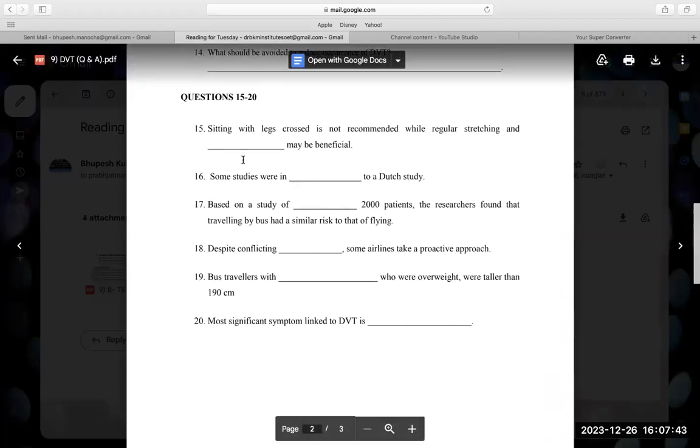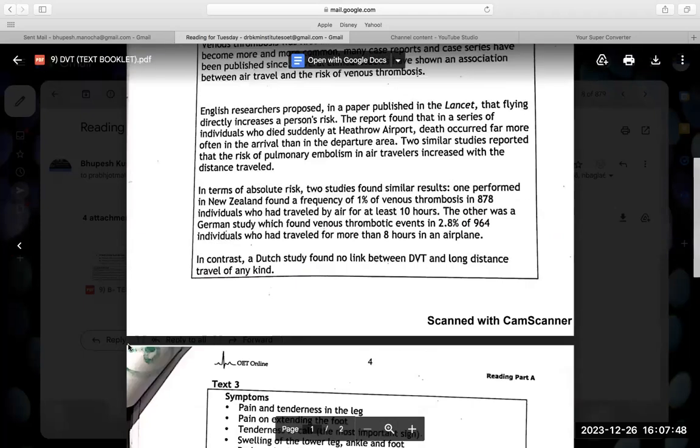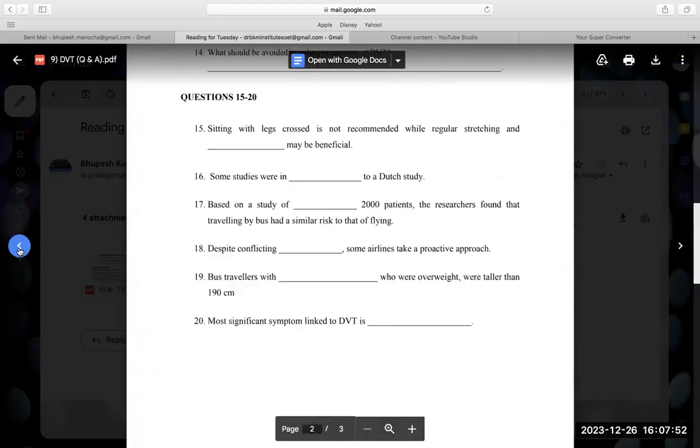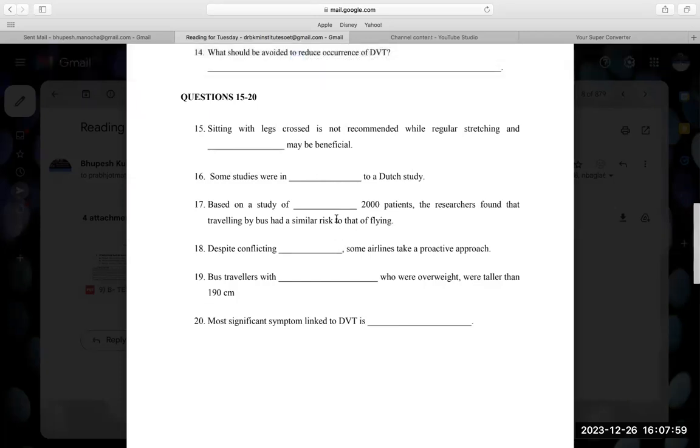Now I will do another question based on a study of dash patients, 2000, and they are saying 1996 patients, something like that. So under 2000 or almost 2000 or approximately 2000. You can fit in any word, but the best word I would like to fit over here is under, because under means less than 2000. So under or less than or below. These three words are the best words because the number 1996 is less than 2000.